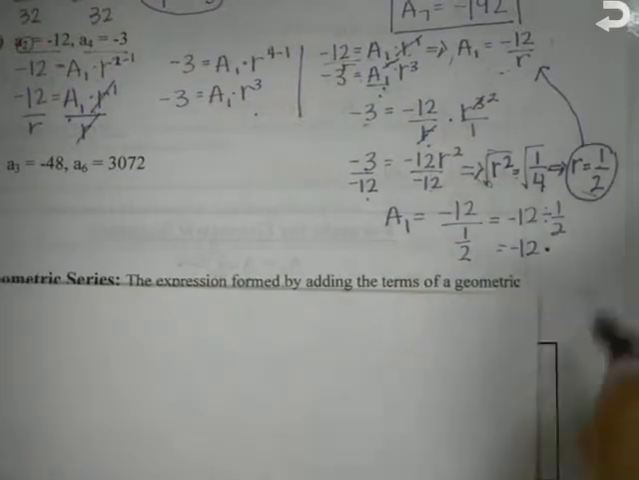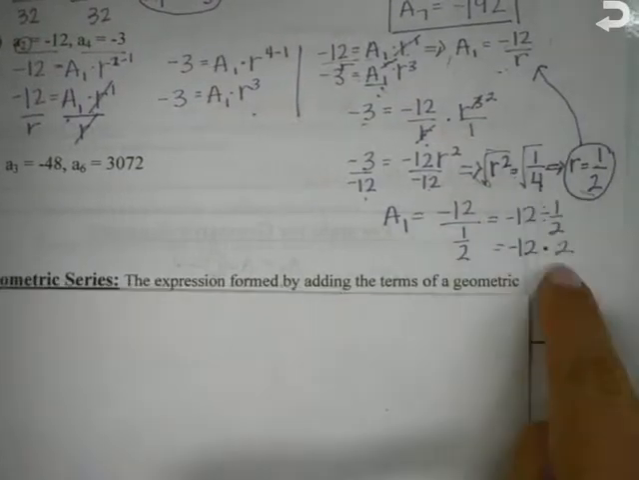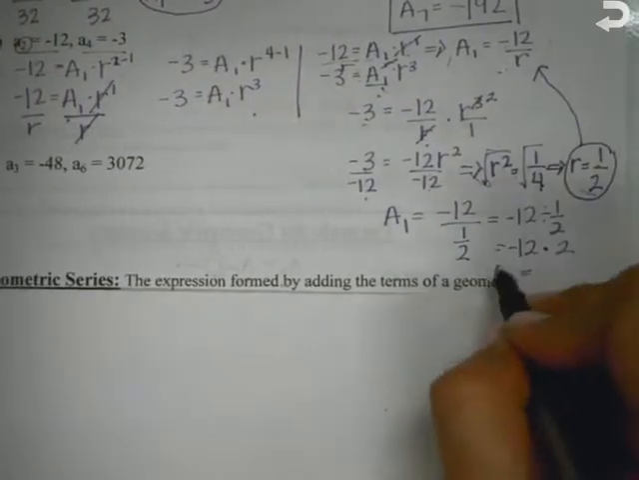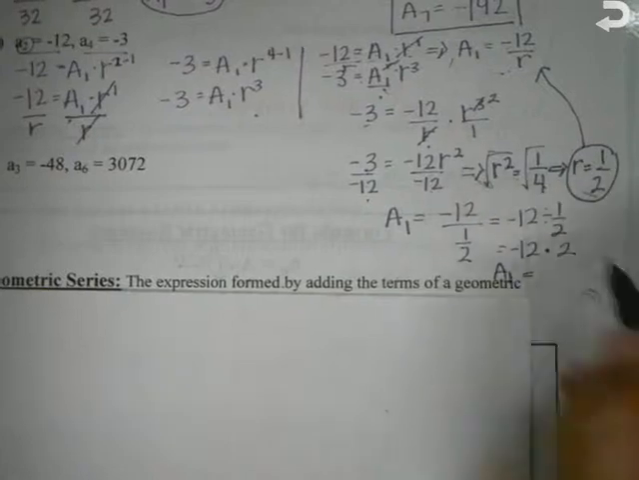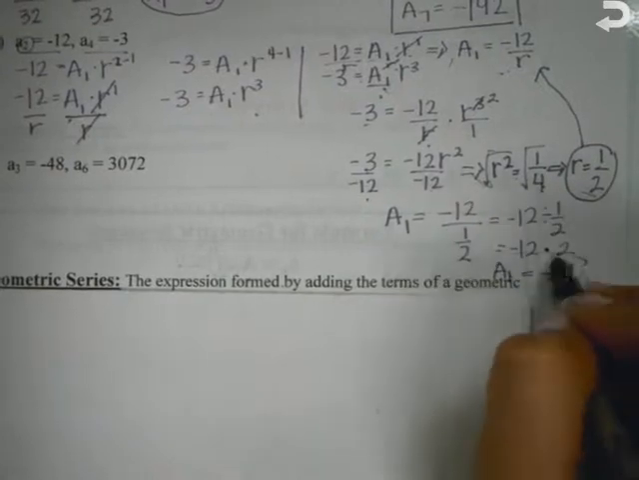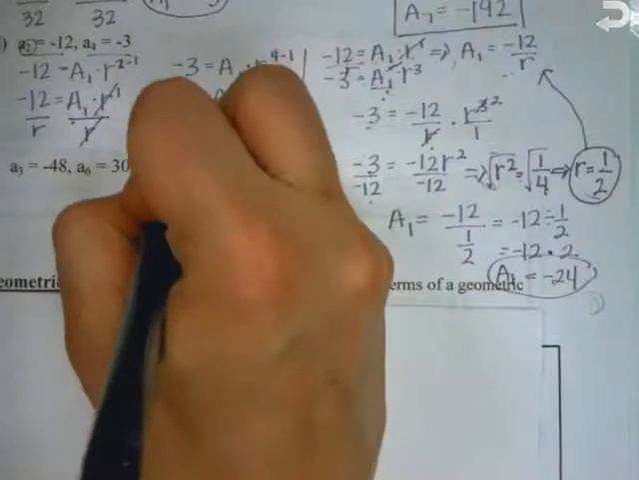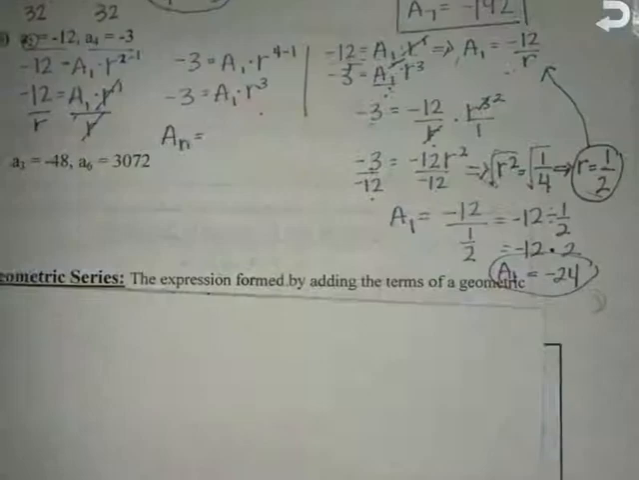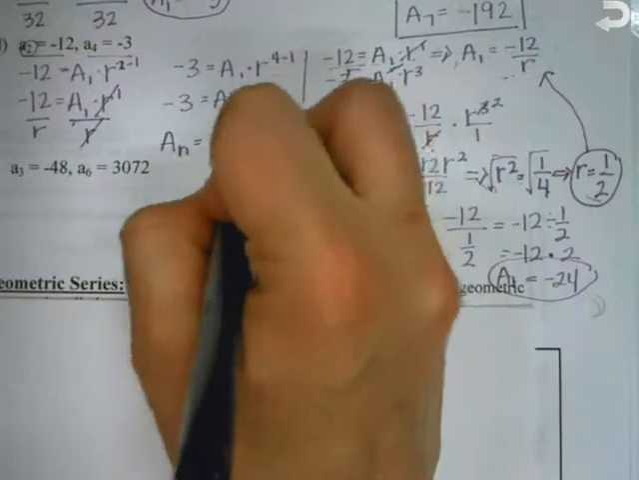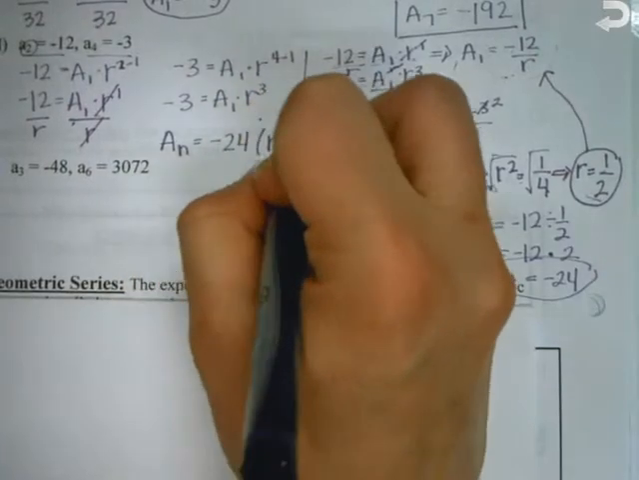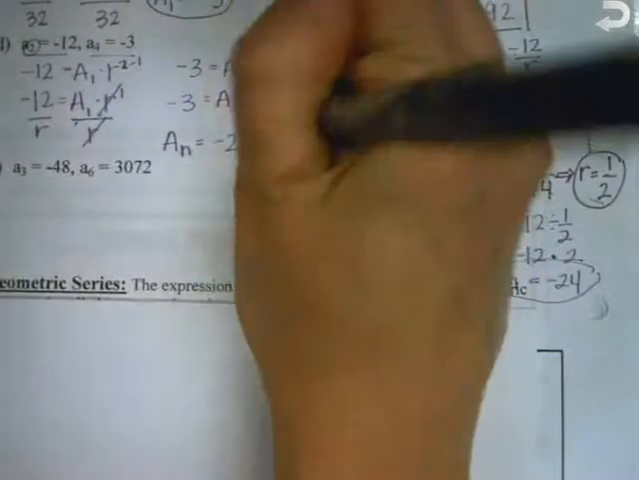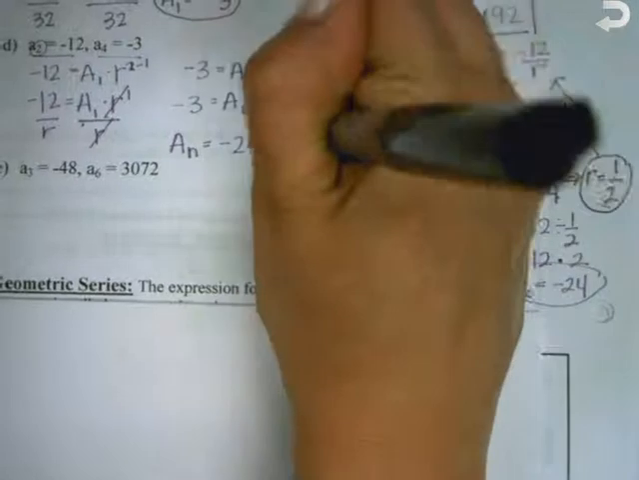So when I plug both of these things back into the original formula, I get A sub n equals negative 24 times r, which is 1/2, to the n minus 1. Okay, so negative 24 times 1/2 to the n minus 1.